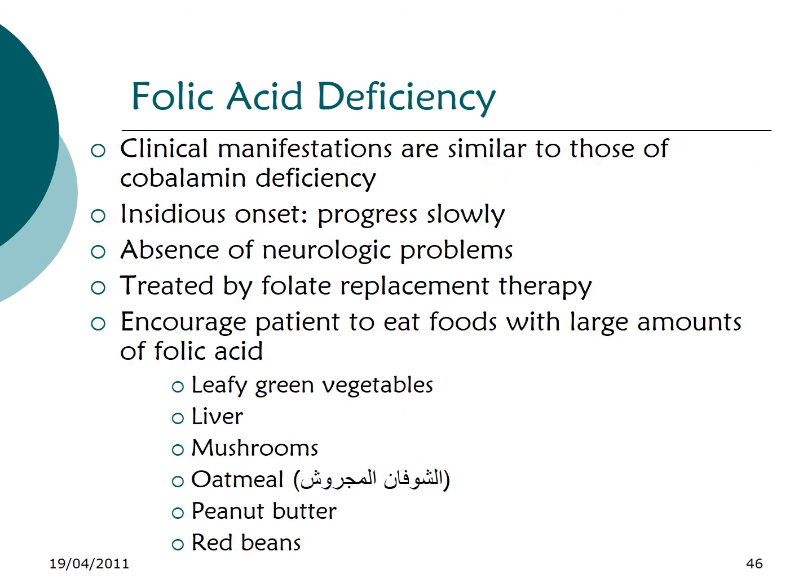So the clinical manifestation is similar to that of vitamin B12, insidious onset and progresses slowly, absence of neurological problems, and is treated by replacing the folate. And we have to encourage patients to eat foods that have a large amount of folic acid, so leafy green vegetables, liver, mushrooms, oatmeal, peanut butter, and red beans.